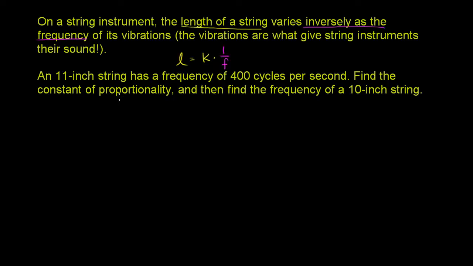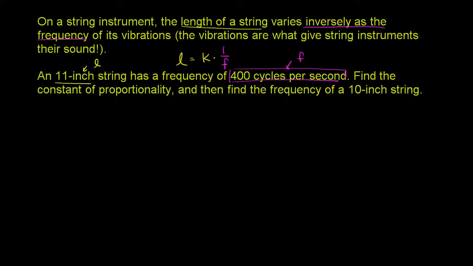An 11-inch string has a frequency, so this is its length. The 11-inch string has a frequency of 400 cycles per second. So this right here is the frequency. A cycle per second is also called a hertz. Find the constant of proportionality, and then find the frequency of a 10-inch string.